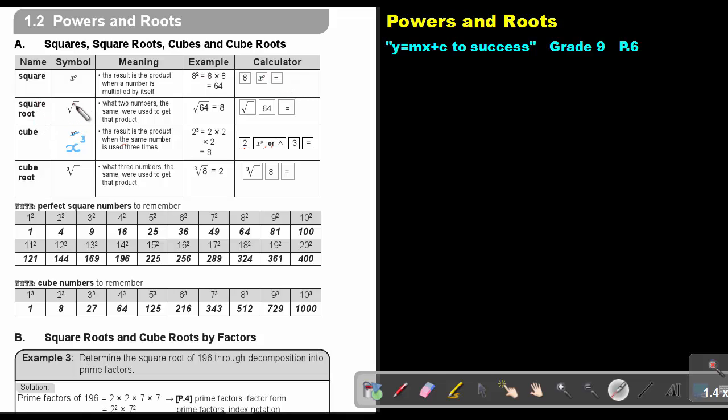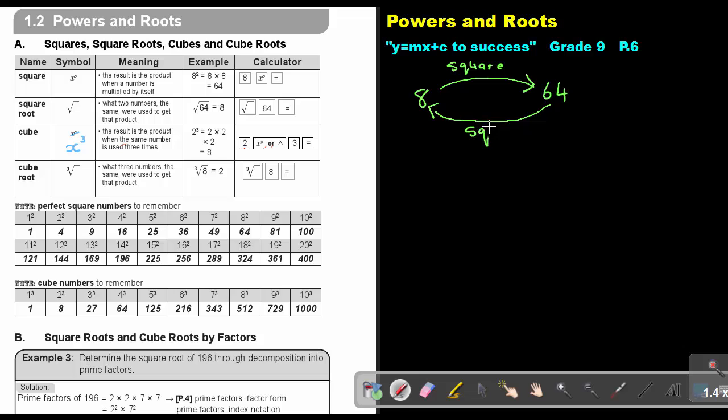Square root. What two numbers, the same, were used to get that product? So the square root of 64 is 8. How do we press it on the calculator? Square root 64 equals. Okay, and can you remember it like this? If I take 8 and I square it, then I will get 64, the arrow. And if I want to reverse back, I will take the square root. So remember that square and square root are reverse operations.